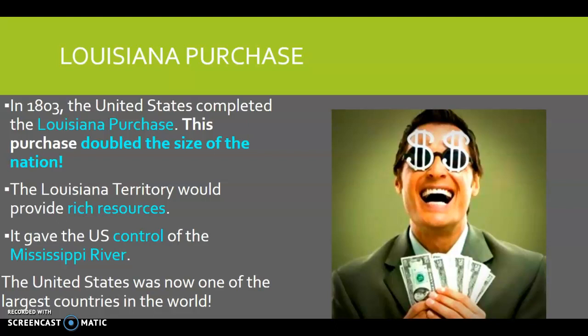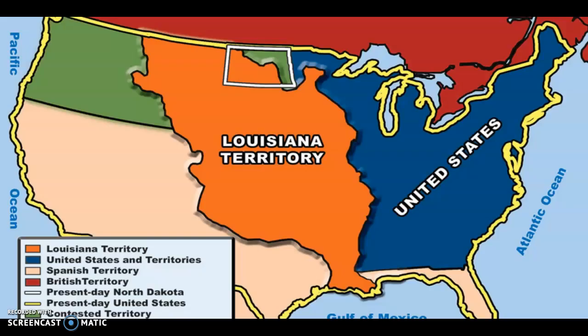In 1803, the United States completed the Louisiana Purchase. This purchase doubled the size of the nation. The Louisiana Territory would provide rich resources. It gave the U.S. control of the entire Mississippi River, including the port of New Orleans. And the U.S. was now one of the largest countries in the world. If you can imagine that, it went from the 13 colonies to all the way to the Rocky Mountains by 1803. So this is how the map of the United States now looks after the purchase of Louisiana.